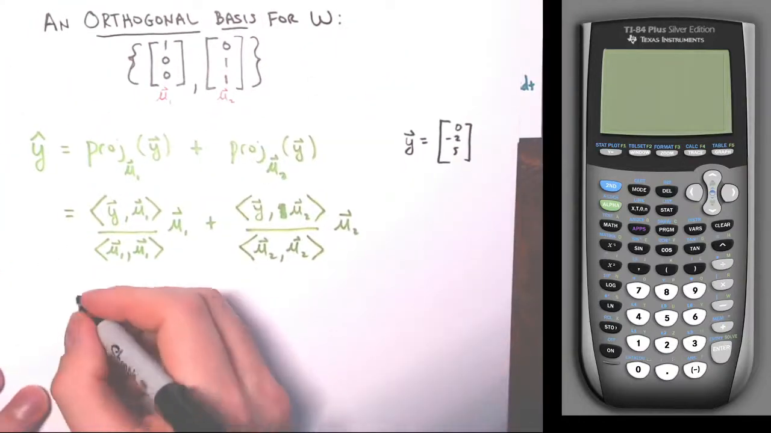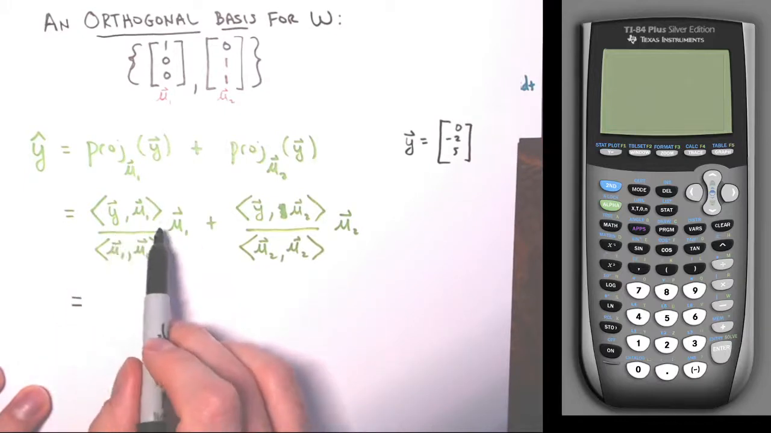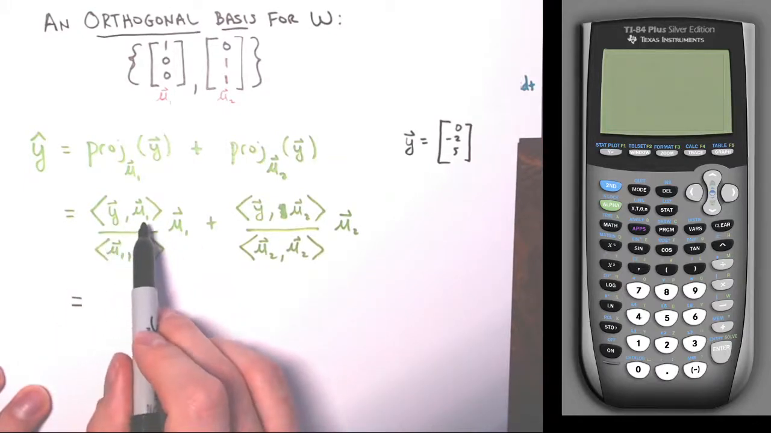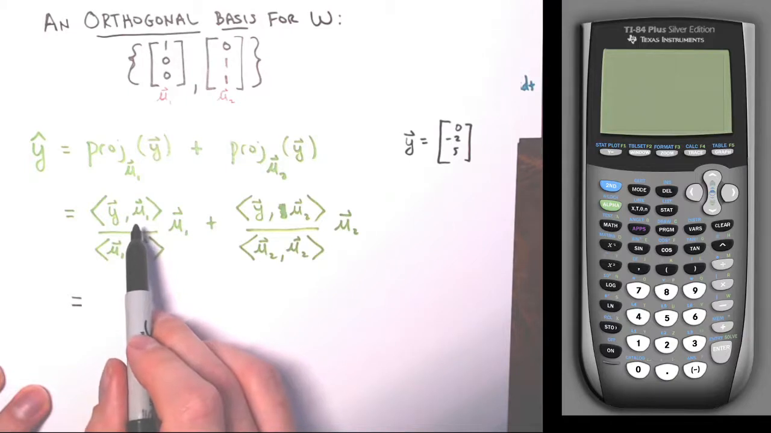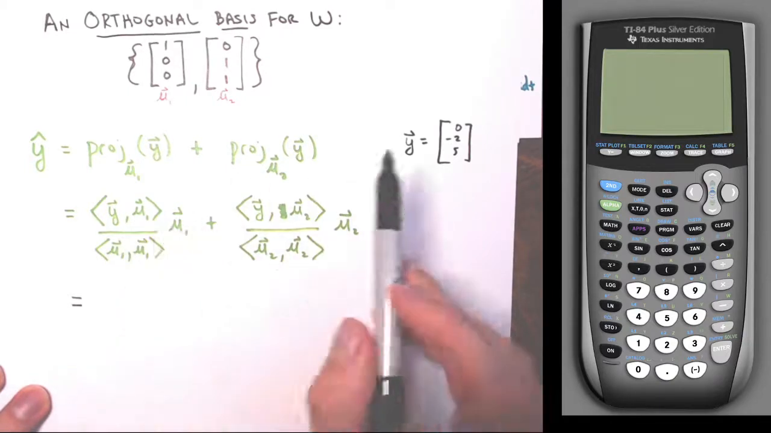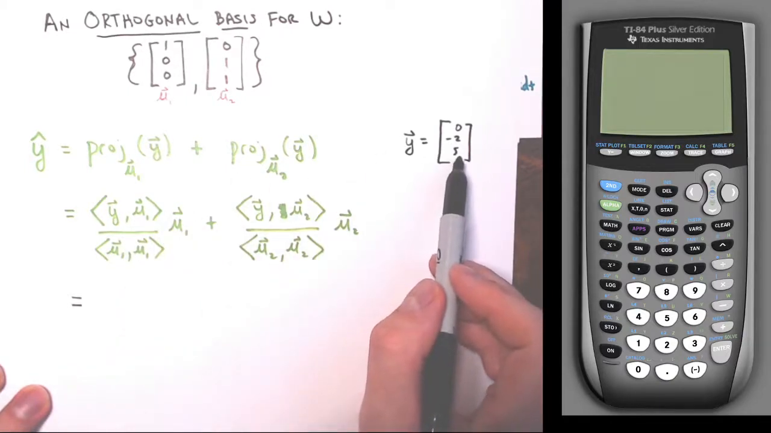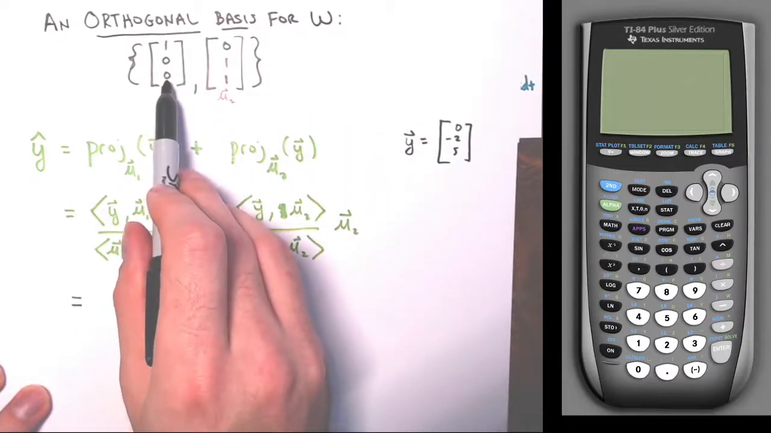All right, so the first part, what is the inner product of y with U1? Now remember, inner product here is again just the dot product. So it's the dot product of 0, negative 2, 5 with 1, 0, 0.